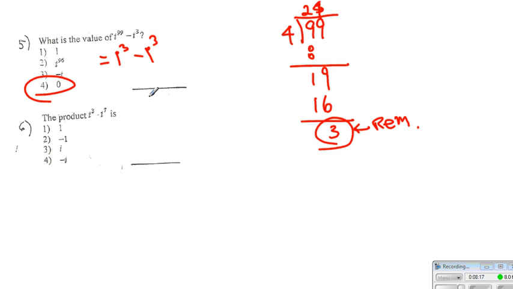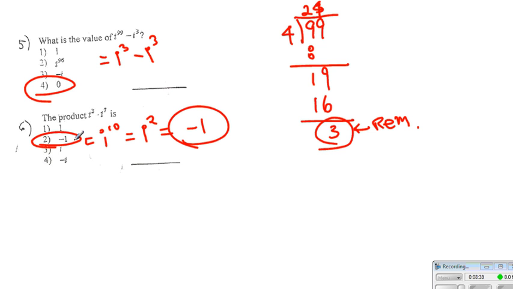Here we have the product of i to the third power times i to the 7th power. In this case, this becomes i to the 10th power. But when you divide 10 by 4, the remainder will be equal to 2. So this becomes i squared. But what is i squared always equal to? To -1. Therefore, choice number 2.